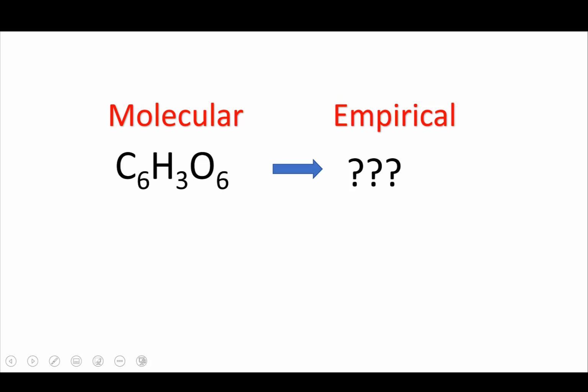C6H3O6. Well, all these are divisible by 3. So you can divide them by 3. And then what you'll get is the simplified version. So 6 divided by 3 is 2. 3 divided by 3 is 1. 6 divided by 3 is 2. So this turns into C2HO2.